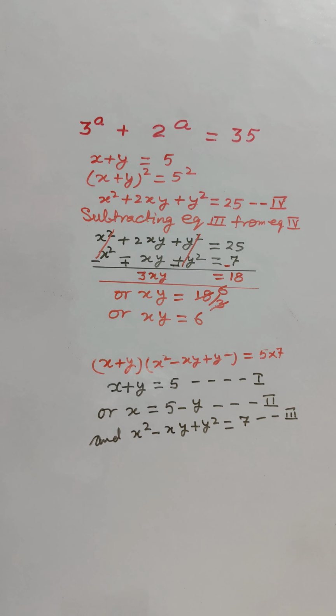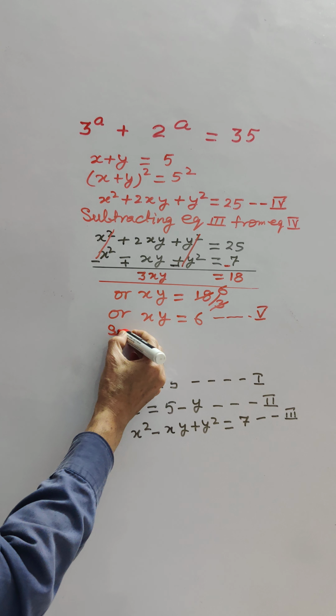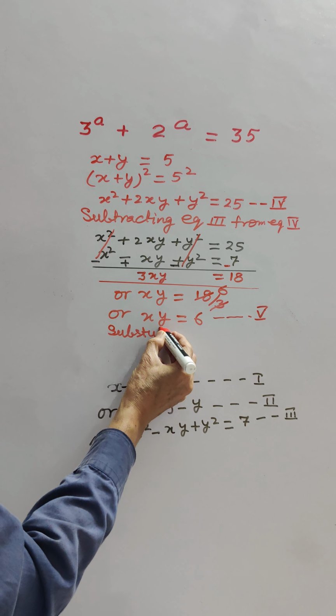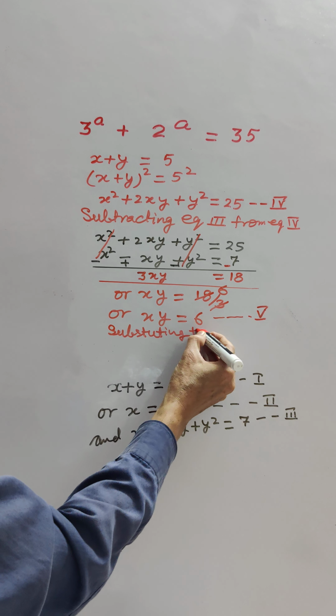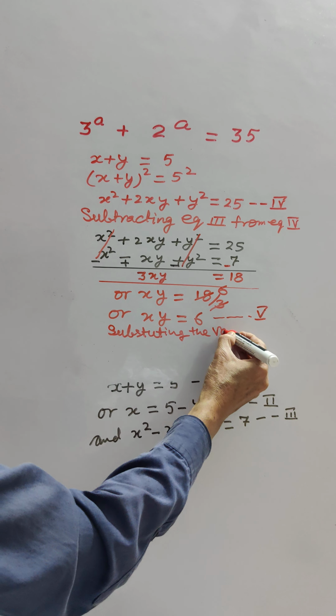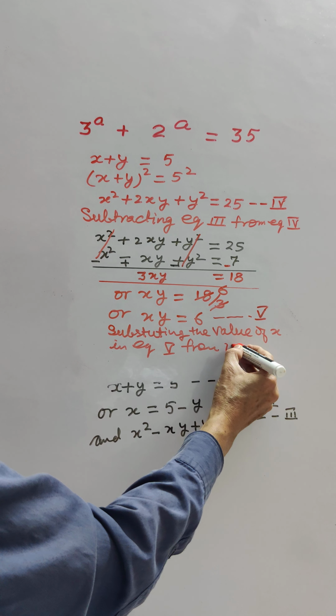Now from equation number 1, x plus y is equal to 5, or x is equal to 5 minus y from equation number 2. So substituting the value of x in equation number 5 from equation number 2.